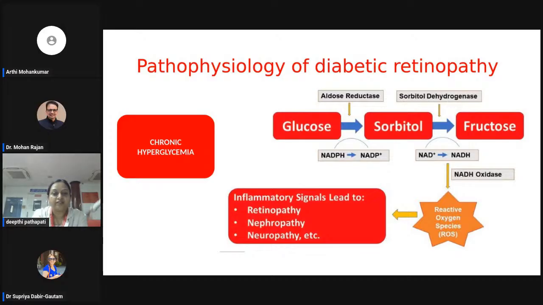The most critical factor in the development and progression of diabetic retinopathy is chronic hyperglycemia. It affects several pathways, causing hyperglycemia induced damage. Glucose is reduced to sorbitol in the presence of aldose reductase. Sorbitol causes osmotic damage and cell death. Sorbitol converting to fructose releases reactive oxygen species. All these inflammatory signals lead to retinopathy, nephropathy, and neuropathy.